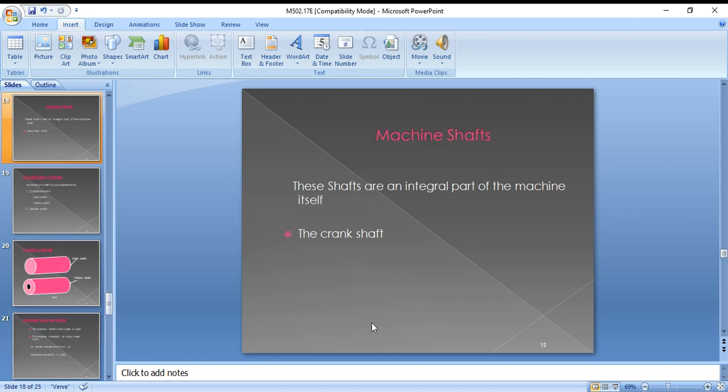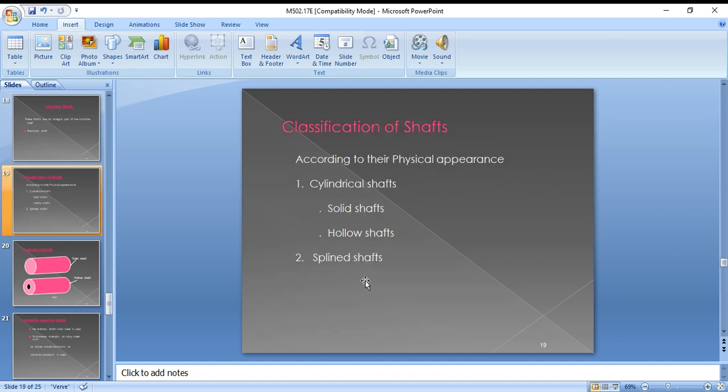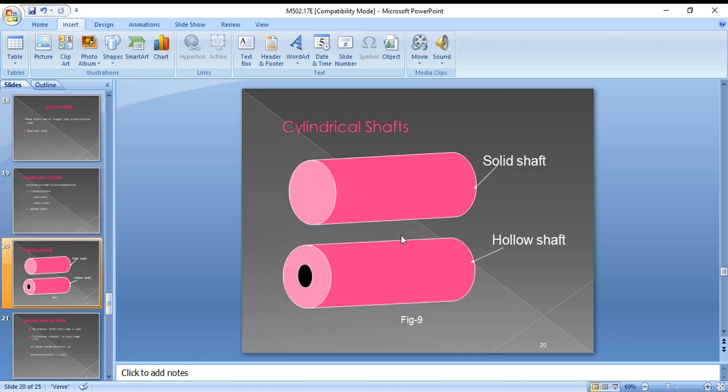So machine shaft is a crankshaft. It is an integral part of the machine itself. According to physical appearance, we have cylindrical shaft and spline shaft. Cylindrical consists of solid and hollow. So hollow has a hole inside the cylinder.